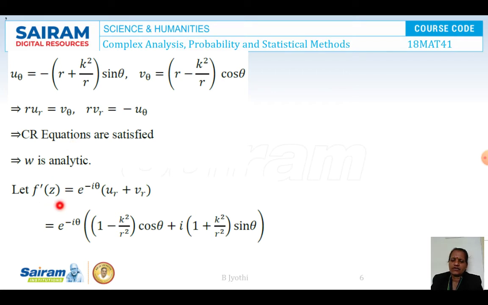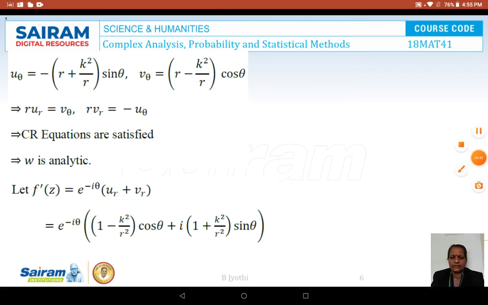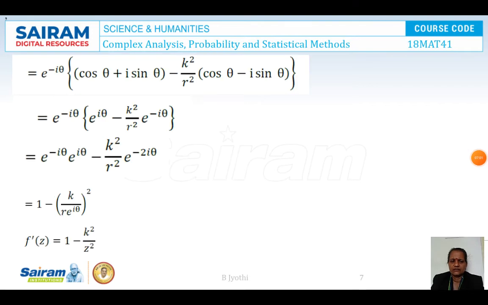Then consider f dash of z is e power minus I theta into ur plus I vr. Here I is missing. Next, substitute ur and vr. This is what we will be getting as an expression. So e power minus I theta into cos theta plus I sin theta minus k square by r into cos theta minus I sin theta.